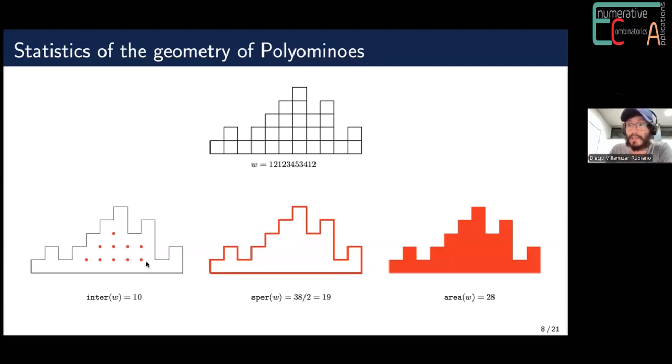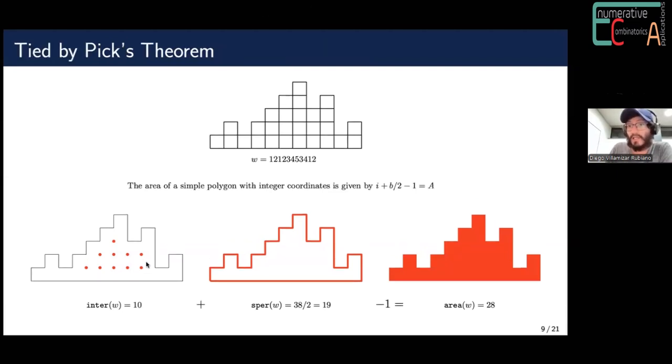And what happens with these three statistics is that there is this nice theorem of discrete geometry called Pick's theorem that relates the three quantities. Pick's theorem says that if you have a simple polygon with integer coordinates, then if you add the number of interior points plus the number of points that lie on the boundary over 2, minus 1, you get the area of the polygon. Here the area is just the area of this thing, and the interior points are just interior points.